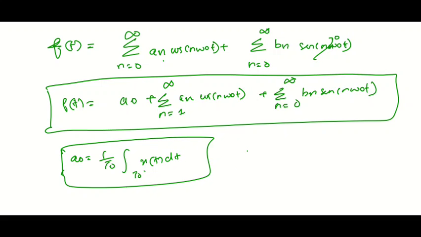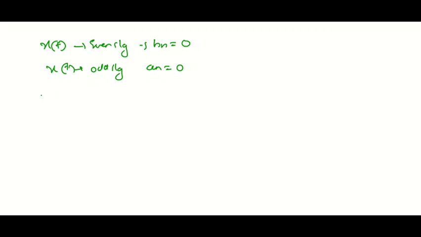Okay, now let's have some conclusions over here. Please note this down. If the signal is symmetrical about the time axis, then the average value will be equal to 0. So this is like sharing some important points to be noted while doing problems on Fourier series. That is, if x of t is an even signal, then bn is equal to 0. When x of t is an odd signal, an will be equal to 0.